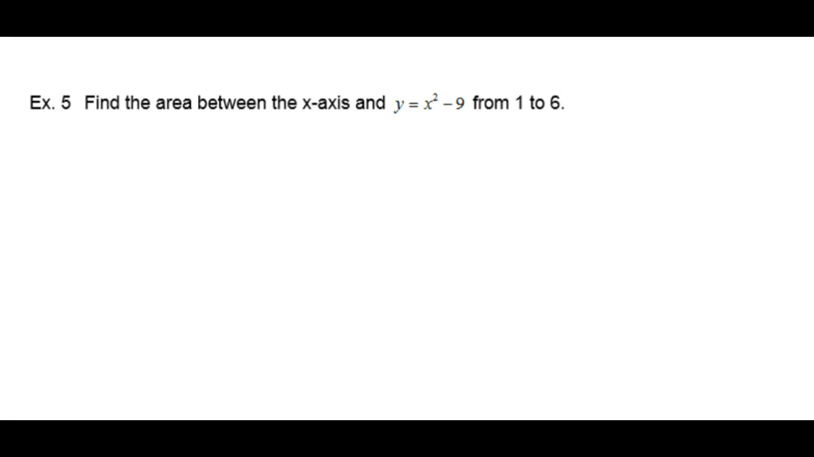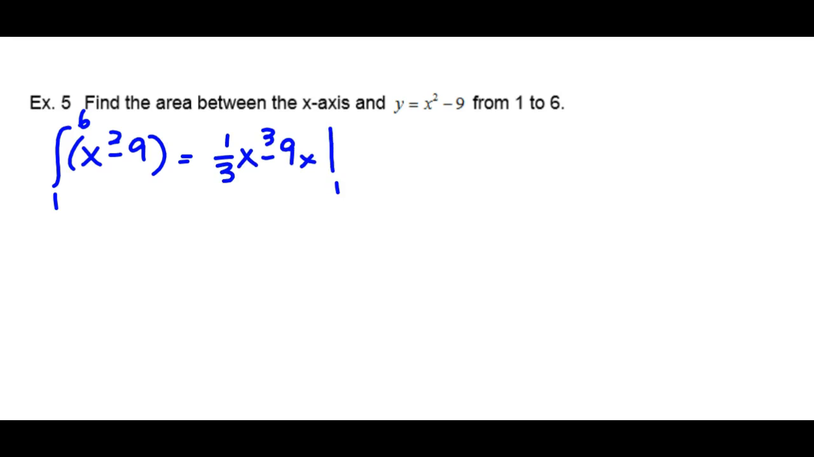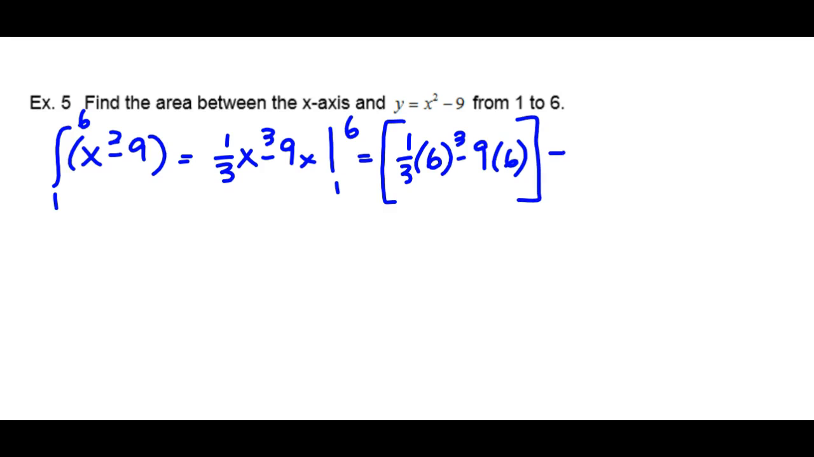Same question between the x-axis and x squared minus 9. So we just set up the integral x squared minus 9. We're going from 1 to 6. Antiderivative is 1/3 x to the third minus 9x, going from 1 to 6. And again, just go ahead and plug in 6. So 1/3 6 to the third minus 9 times 6. Plug in 1.